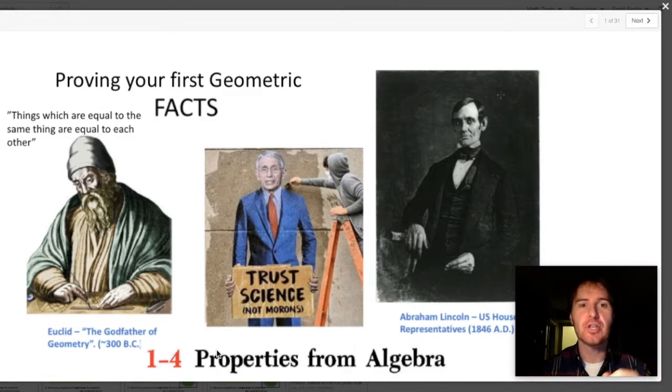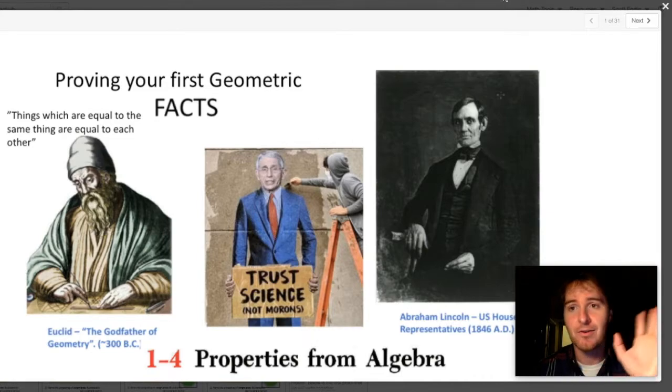Because we're actually jumping into proving your first geometric facts. Again, this class is all about facts, and it started with Euclid, proving the original geometric facts, sort of the foundation of Western geometry and philosophy and fact finding, really, and it influenced people in the 1900s. Of course, Abraham Lincoln, we'll be talking more about him, and it continues to influence people who care quite a bit about facts in today's day and age.